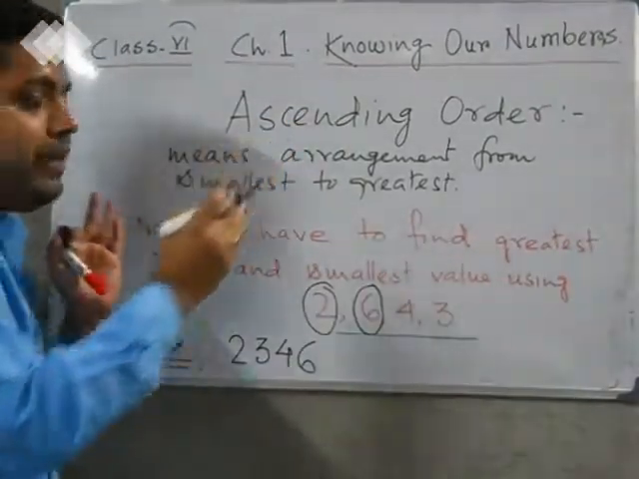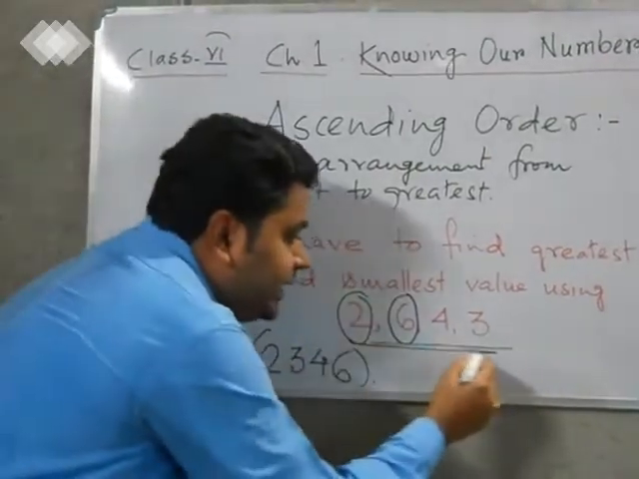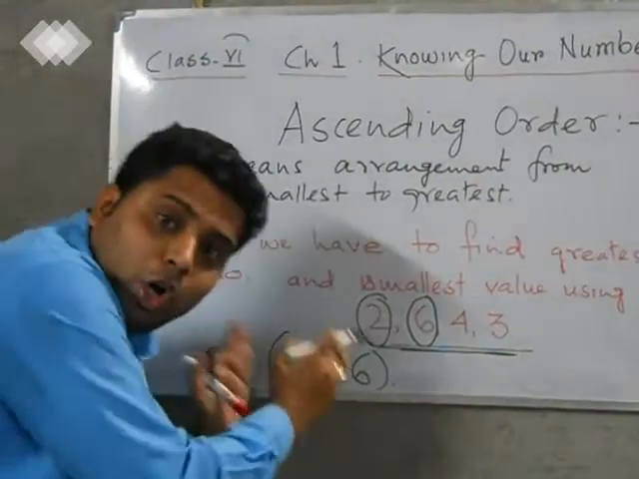So ascending order means this is the smallest number using these digits.